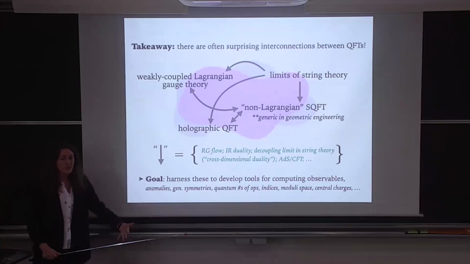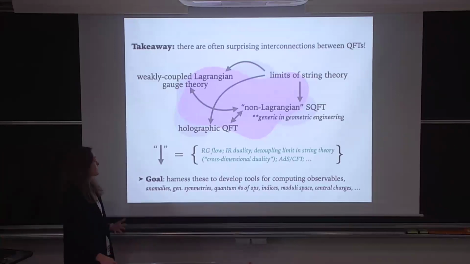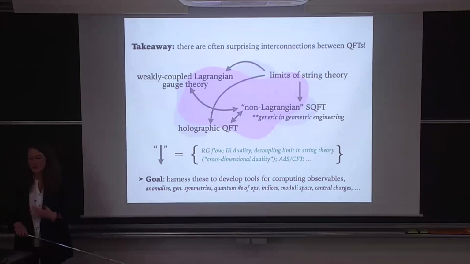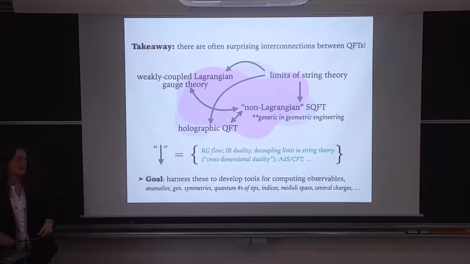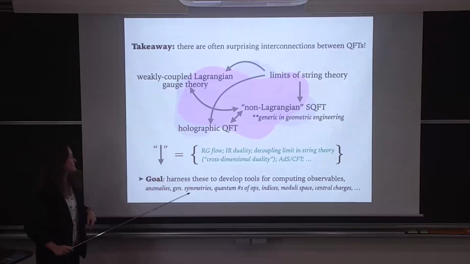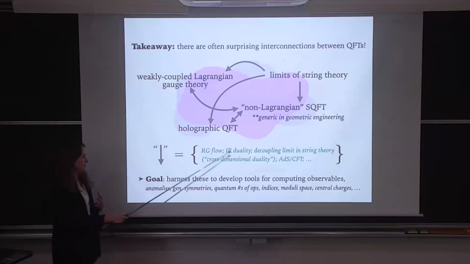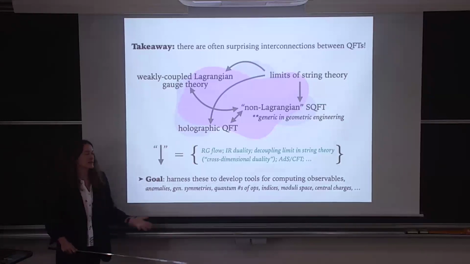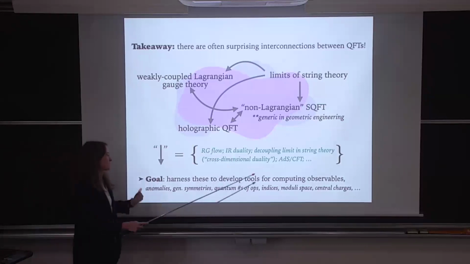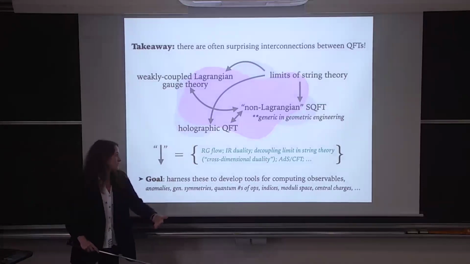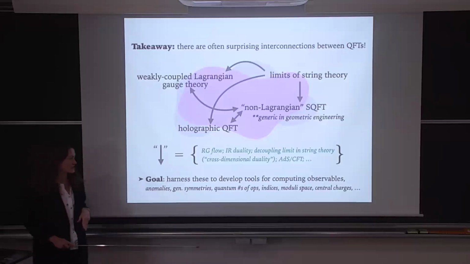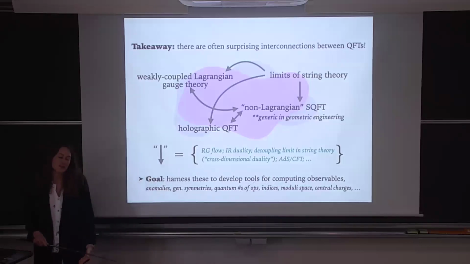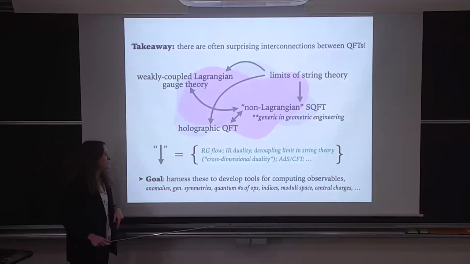Really, the takeaway from these ideas is that there are often really surprising and useful interconnections in this space of quantum field theory, between different quantum field theories. On this diagram, I'm imagining that these arrows that connect different corners of this space might be some renormalization group flow, or some sort of duality, like an IR duality between quantum field theories, or limits of string theory. They might be some decoupling limit in string theory, which I can think of as a cross-dimensional renormalization group flow or cross-dimensional duality, depending on the situation. It might be like AdS/CFT holography, relating theories of gravity to conformal field theories, and so on.